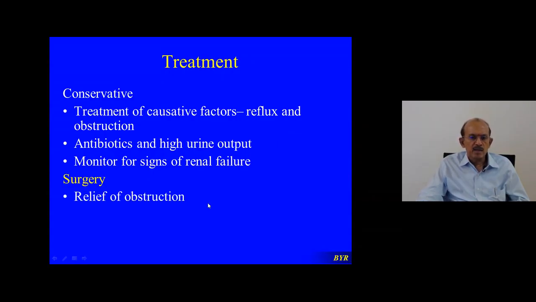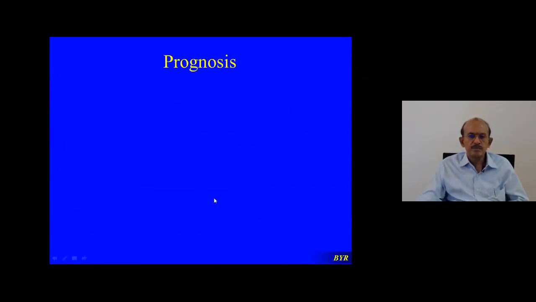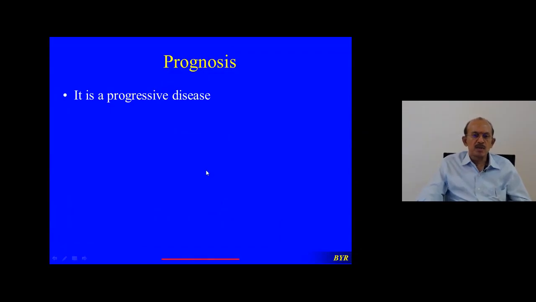Surgical management: relief of obstruction, partial or total nephrectomy in unilateral cases, renal transplantation in bilateral cases. Because this is a chronic condition, it will continue. It is a progressive condition. So the scarring will continue, and that will lead to permanent, complete destruction of the renal parenchyma. Prognosis: it is a progressive disease.